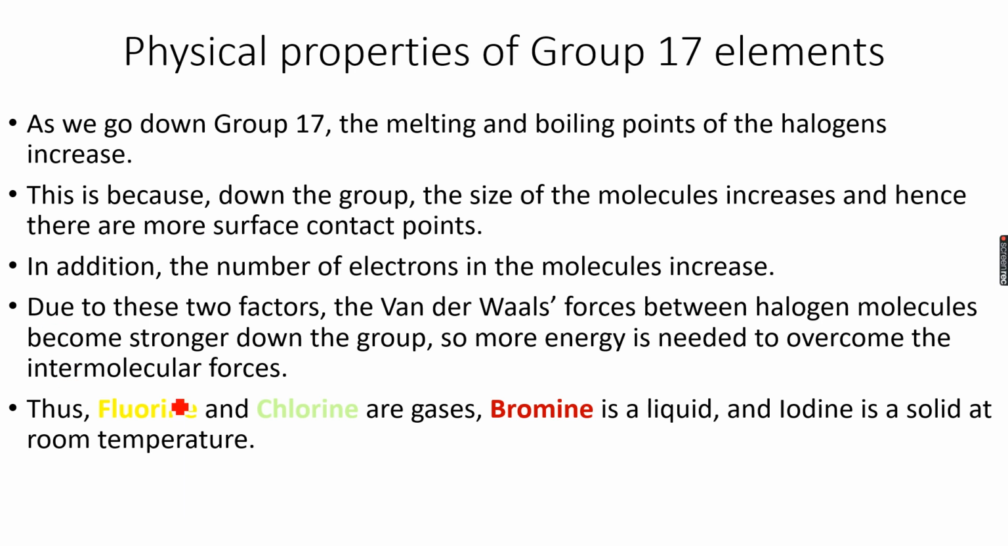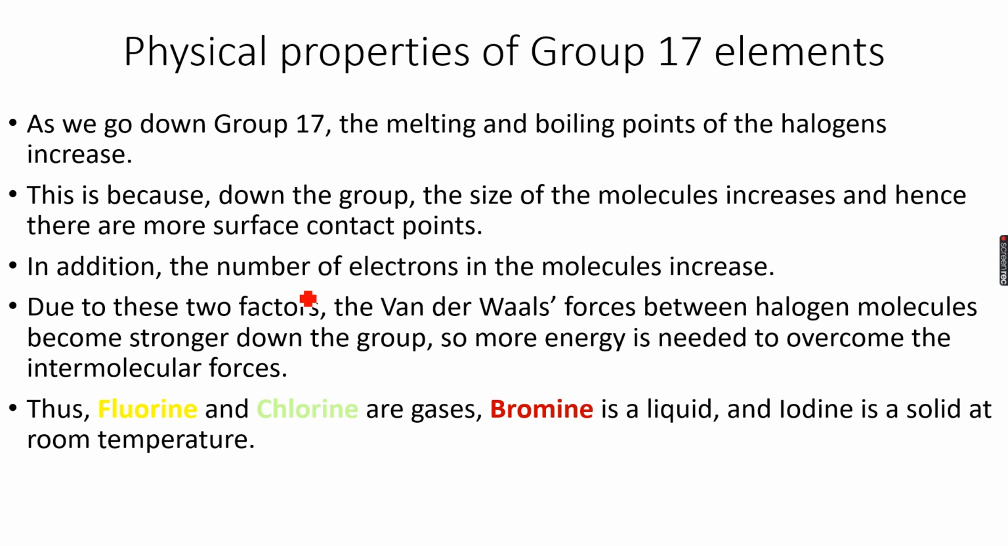And I have marked them in these colors because fluorine is a pale yellow color, it's a pale yellow gas. Chlorine is a yellow-green gas. Bromine is a red-brown liquid, and iodine is a black solid. So this is what you need to know about group 17 elements.